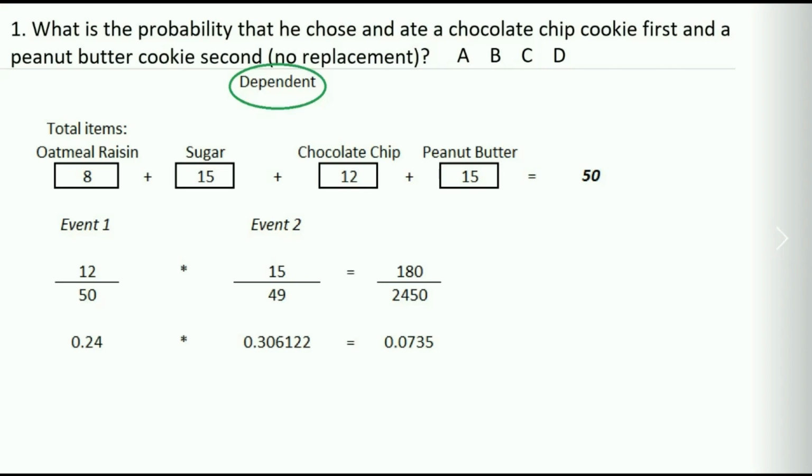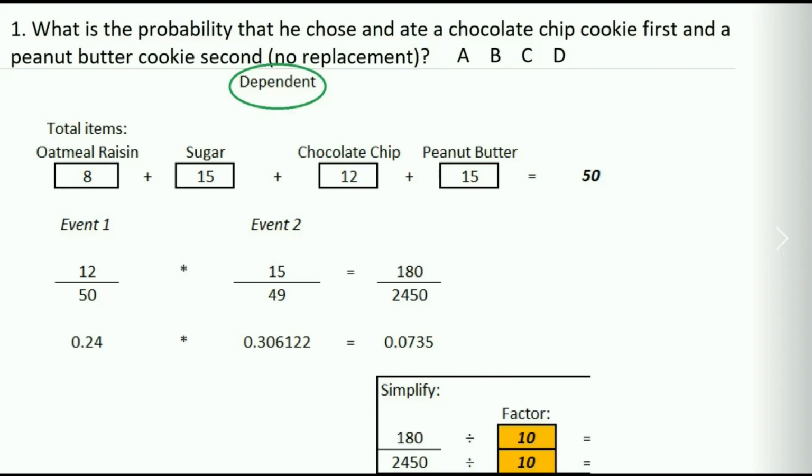As a decimal, that's 0.0735. Since the answers are given in the form of fractions, we have to take our number as a fraction and simplify it. 180 divided by 2,450, the easiest thing to do is divide by 10. Thankfully, the question does the same thing, and we have 18 over 245. The answer is B.